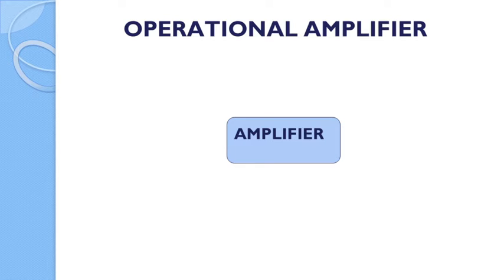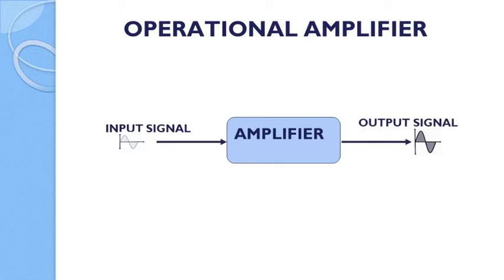So what is an amplifier? We all know an amplifier takes an input signal and produces an output signal. So the output signal is an amplified version of the input signal. For example, we have a sinusoidal signal as input. When the signal is passed through an amplifier, it produces an amplified version of the same input signal. So this is an amplifier.